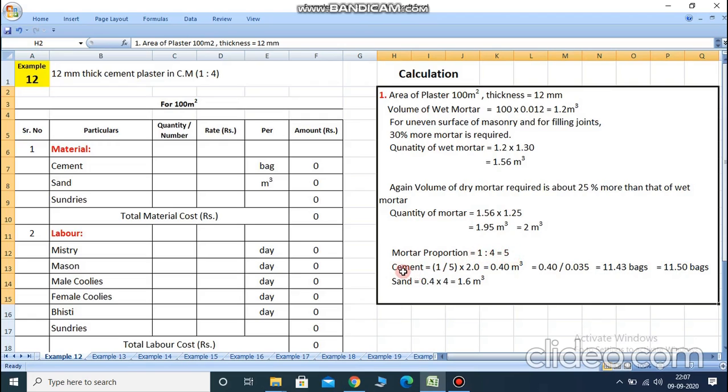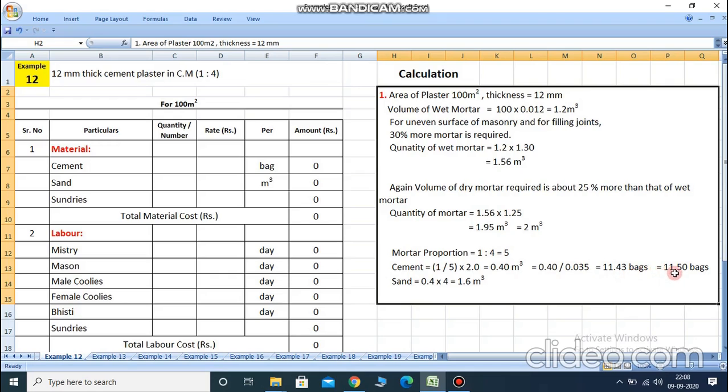Now first we find out the cement quantity. So the cement quantity is one part of the cement divided by 5, where 5 is the summation of this value, and multiply by 2, because here we calculate the quantity of the mortar as 2 meter cube for a 100 meter square plaster work. So here 0.40 meter cube cement quantity is required, but here we calculate cement in the form of bags. So 0.40 divided by 0.035, where 0.035 is the volume of one bag of cement. So the answer we got is 11.43 bags.